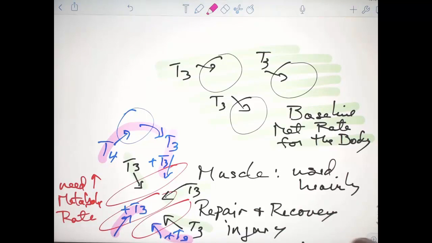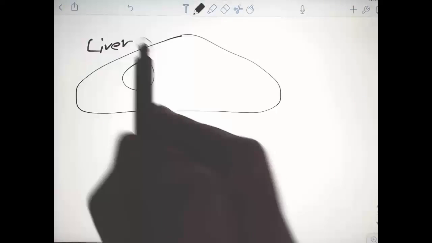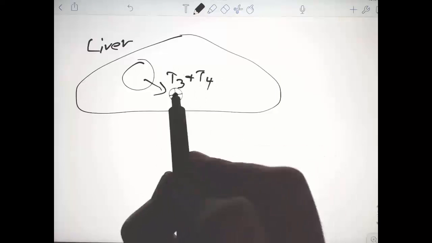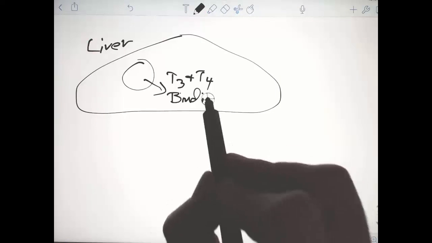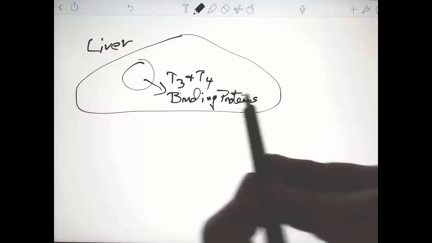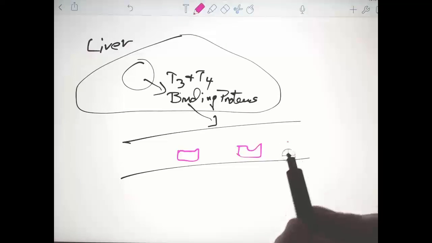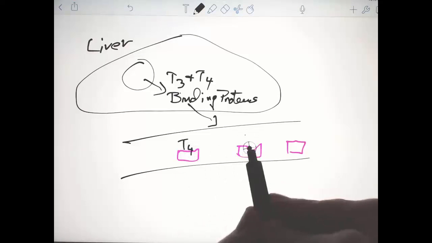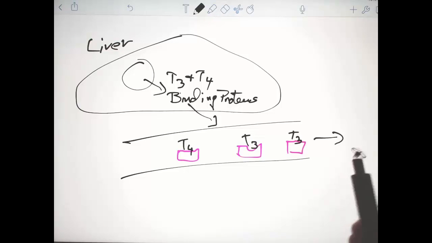So by secreting thyroid hormones in both forms, inactive T4 and T3, the body can have a baseline for all cells and increased T3, increased metabolic rate for any tissue that needs to have a higher metabolic rate at the time. The thyroid hormones are not highly soluble in water, and so in the liver, cells secrete binding proteins, T3 and T4 binding proteins, that in the blood will bind to T4 or T3 and carry them to other tissues.